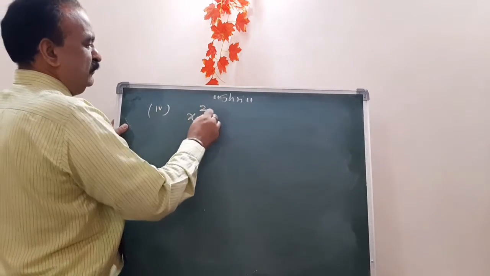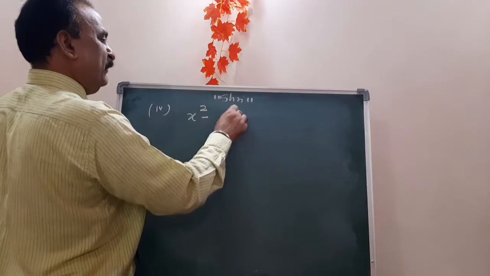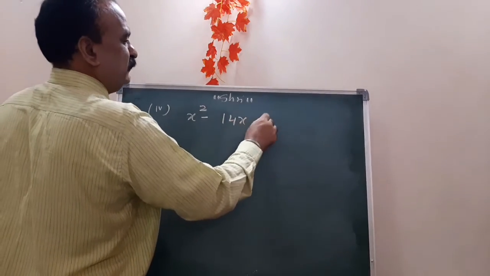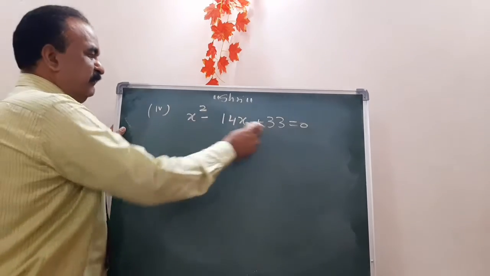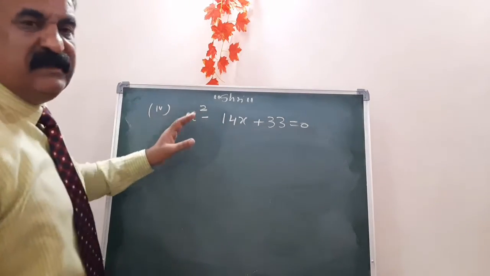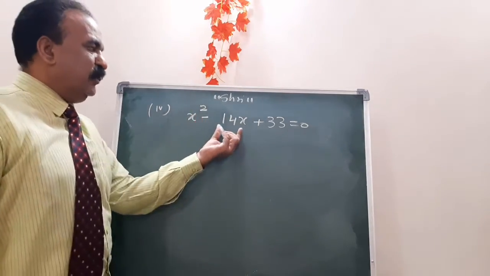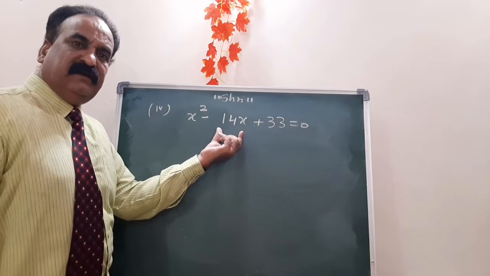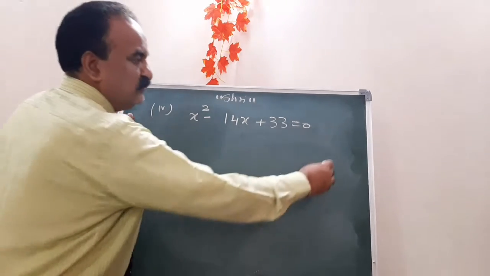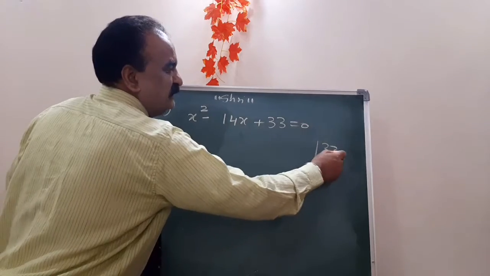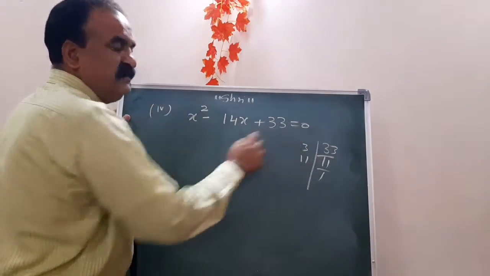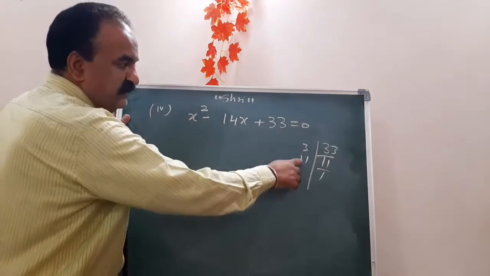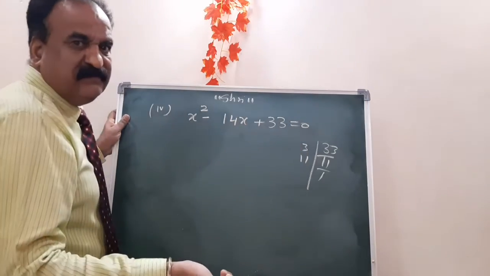x square minus 14x plus 33 equal to 0. 3 into 11 is 33. What are those numbers? Their multiplication is 33 and plus or minus gives 14. It means I can do the prime factors here. 33, 3, 11. 11 threes are 33. And if you are taking 11 plus 3 is 14, you are already getting it.